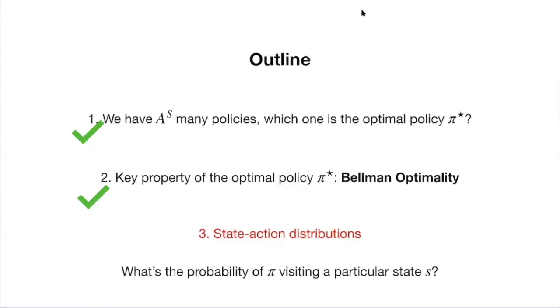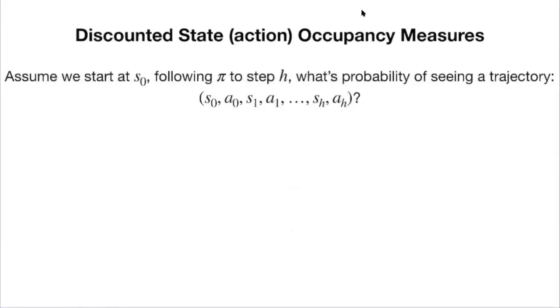All right, questions so far? Let's start by looking at a particular trajectory. Here is the first question. Assume that we always start from a fixed state S0, and let's follow a particular policy pi for h many steps. Remember this is a random process. So what is the probability of seeing this particular trajectory, S0, A0, S1, A1, all the way to SH, AH?